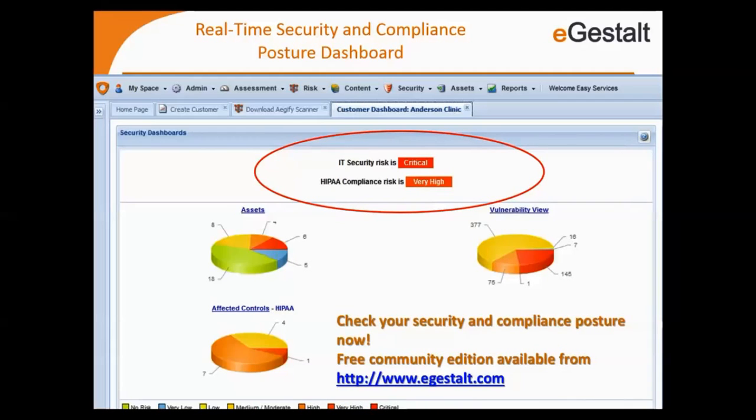And then if you want to download a free community edition version of the tool, you can go to eGestalt.com and try it out yourself before you're convinced to buy something like this. You can try out the scanning solution. It'll tell you in maybe 30 to 45 minutes where you stand today at a high level. So it's a diagnostic tool that you can download.